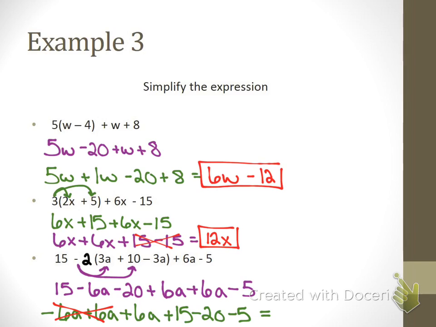So now 6a, and now I just combine my numbers. And guys, you can use your calculator. 15 minus 20 minus 5. Negative 10. Okay? That should be everything you need to know for your homework. That's it for 7.2.